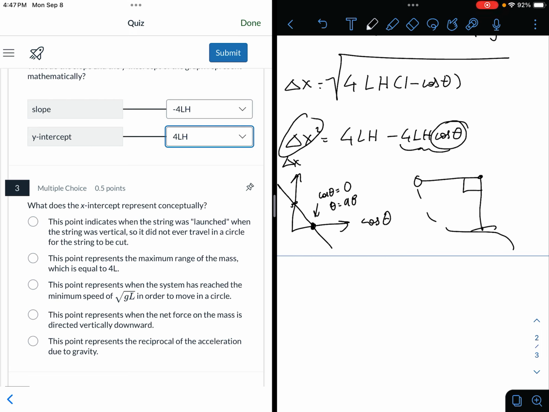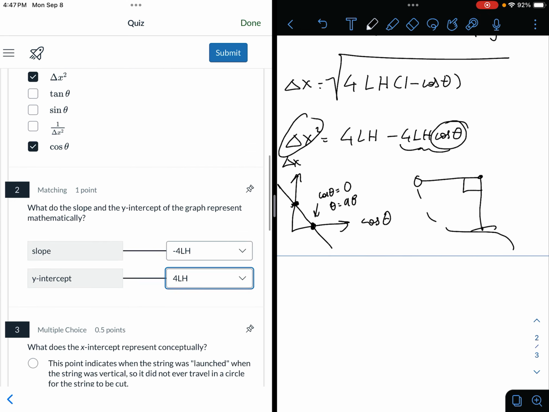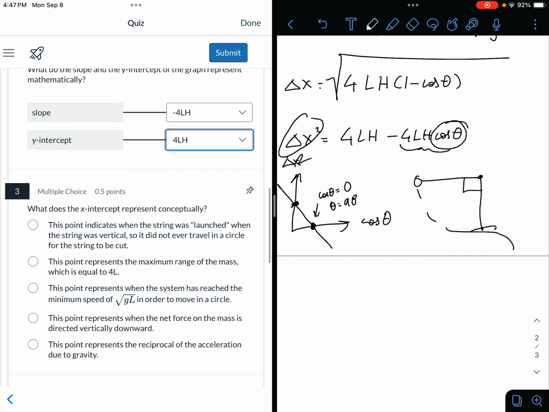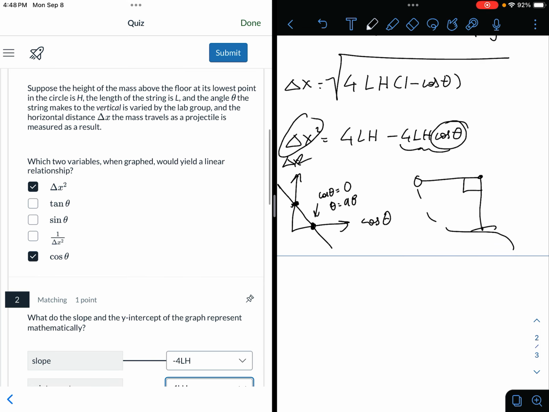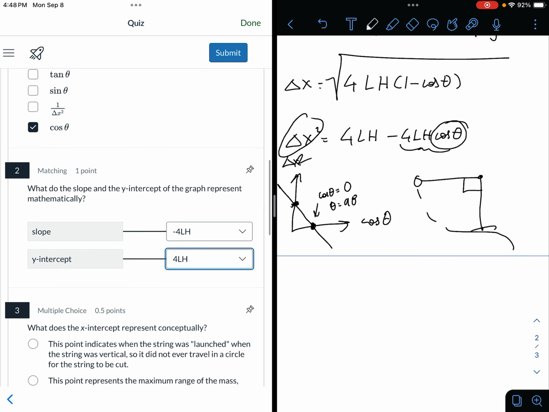Or is it talking about the x-intercept? No, because this is the x squared intercept. Okay, we're just going to keep going then. This point represents the maximum range of the mass, which is equal to 4L. Wait. I'm so silly. Wait, what? Cosine theta is the x variable. And the change in x is measured.